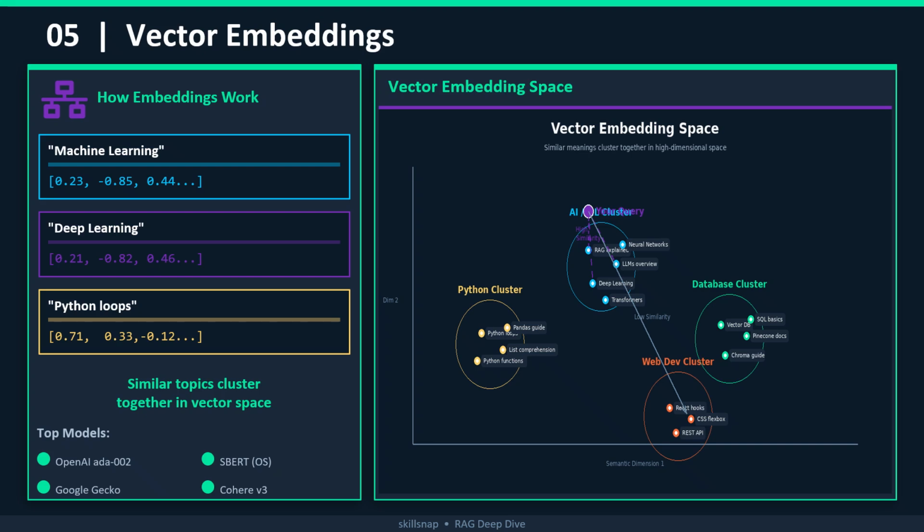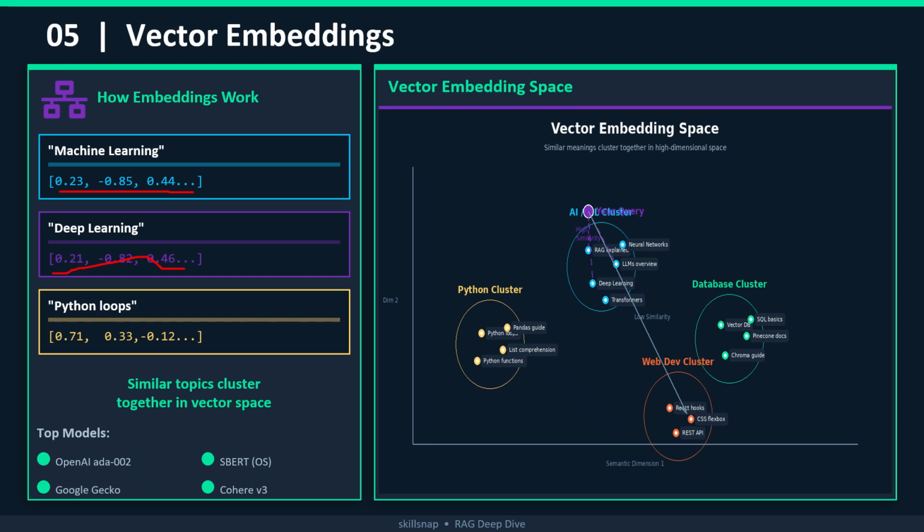For example, for machine learning and deep learning here, for machine learning you have the vector as 0.23, 0, minus 0.85 and 0.44. Now for deep learning, you see 0.21, minus 0.82 and 0.46. So these two terms, machine learning and deep learning, are very similar. They are used in similar contexts. So the vectors they are converted to are very similar. You do not see much difference here.